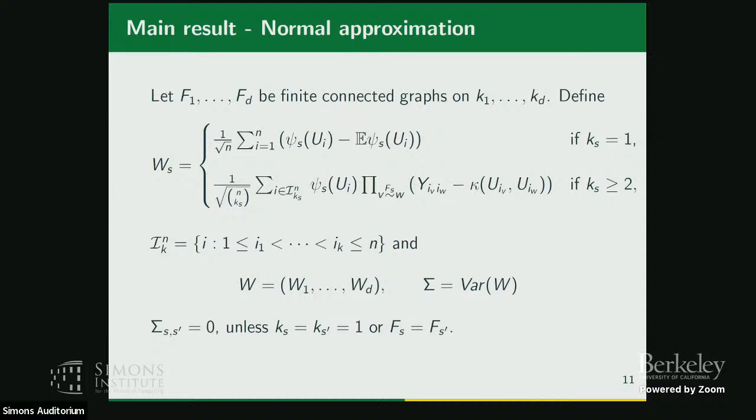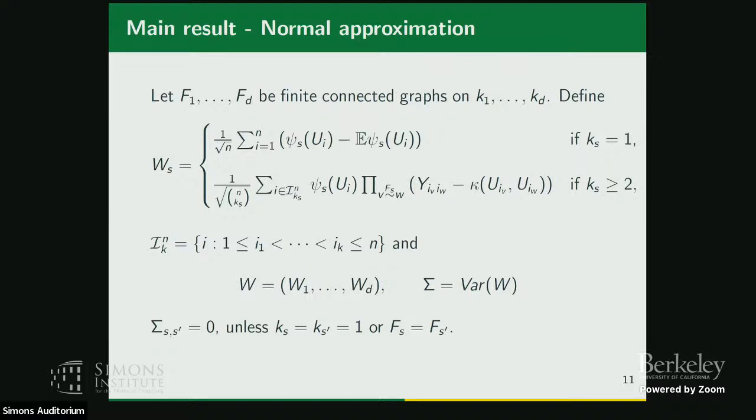Then you combine these d quantities W1 to Wd, and what we are saying is that there's a normal approximation for this vector W, and let's denote by Sigma the variance matrix of this W. This is where we use W instead of what we used for a graphon, which we call kappa.